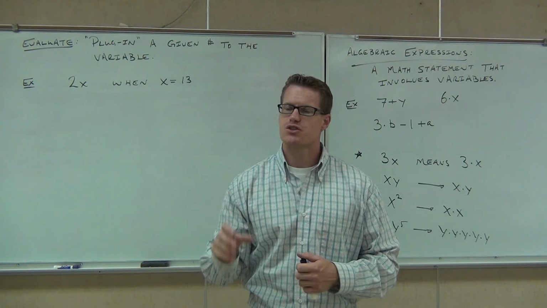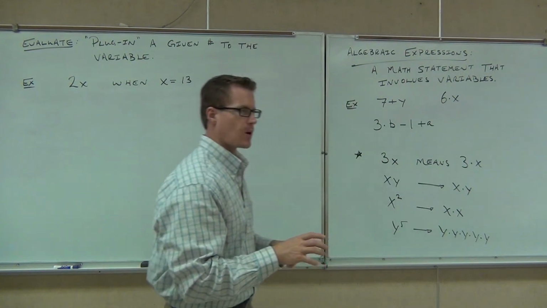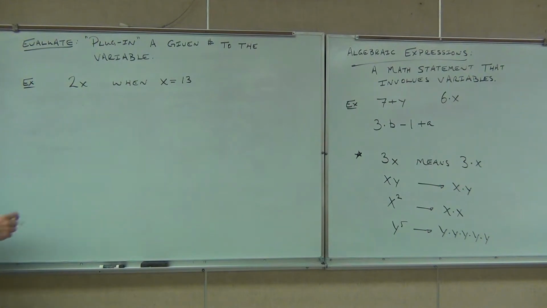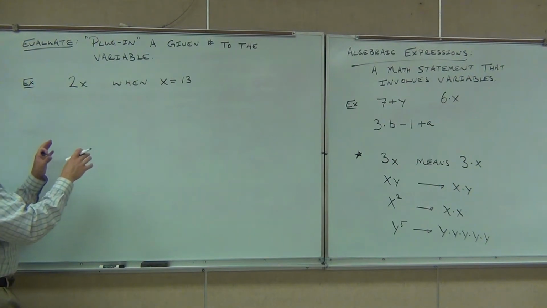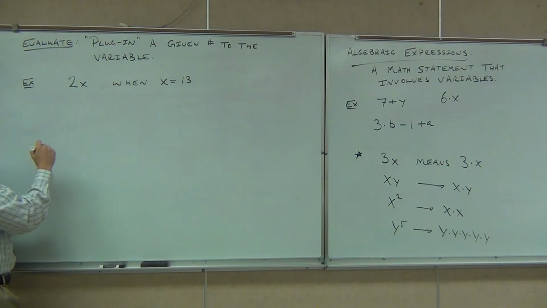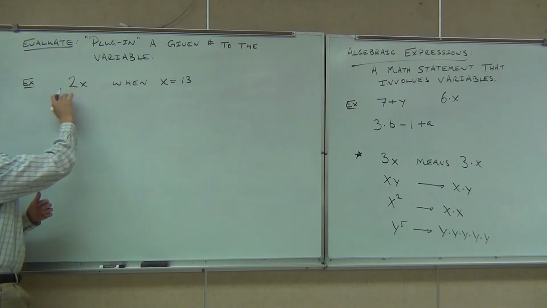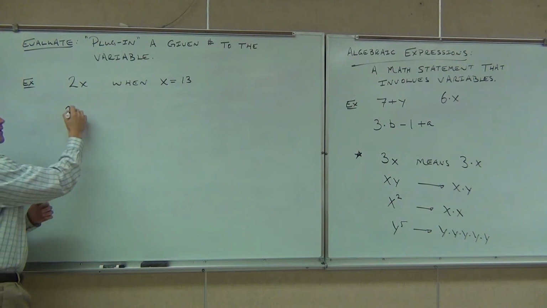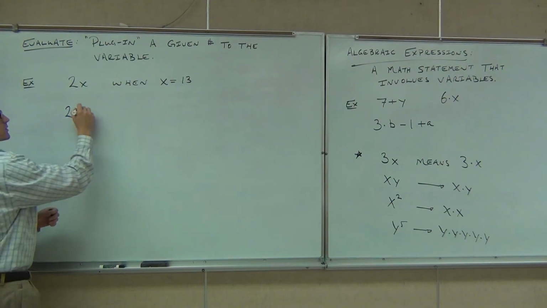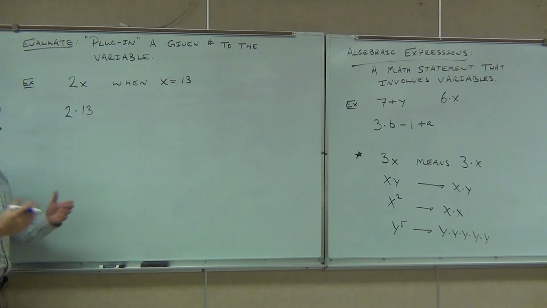How much is x worth here? 13. Okay. So what we do is we rewrite our expression. We're substituting, plugging that in. We're going to rewrite our expression, except instead of our variable, we're going to write the number that it's worth. So does the 2 change? No. What did the 2x mean again? Times. So we're putting that times, and then the x becomes? 13. Then we work the problem out.